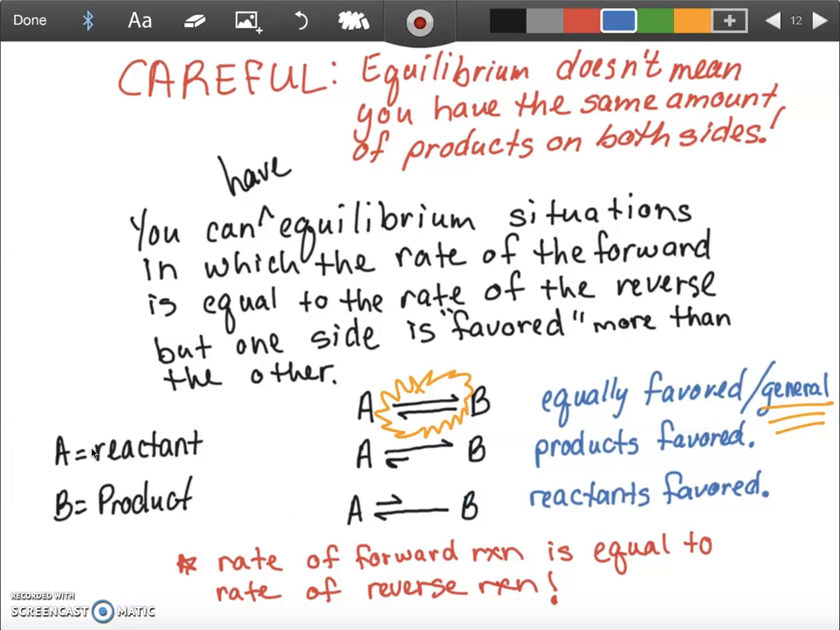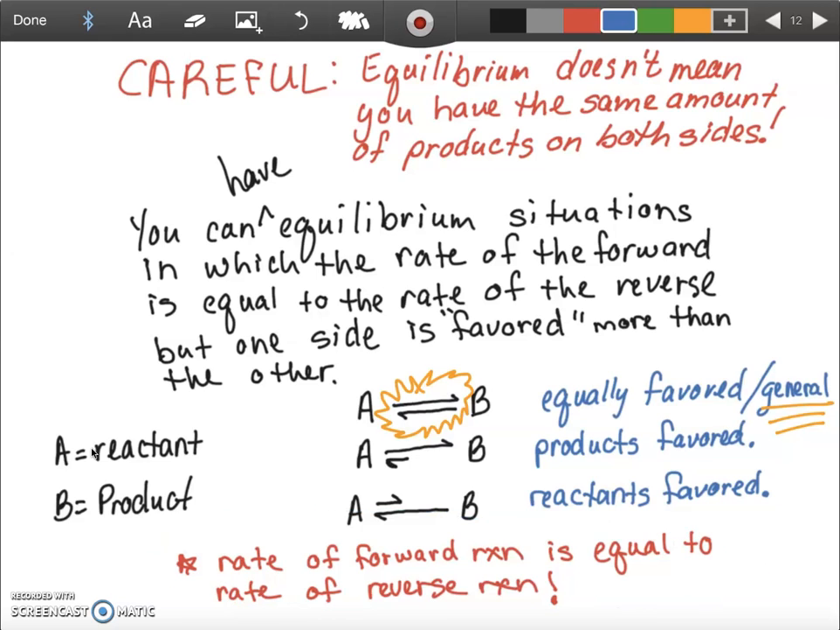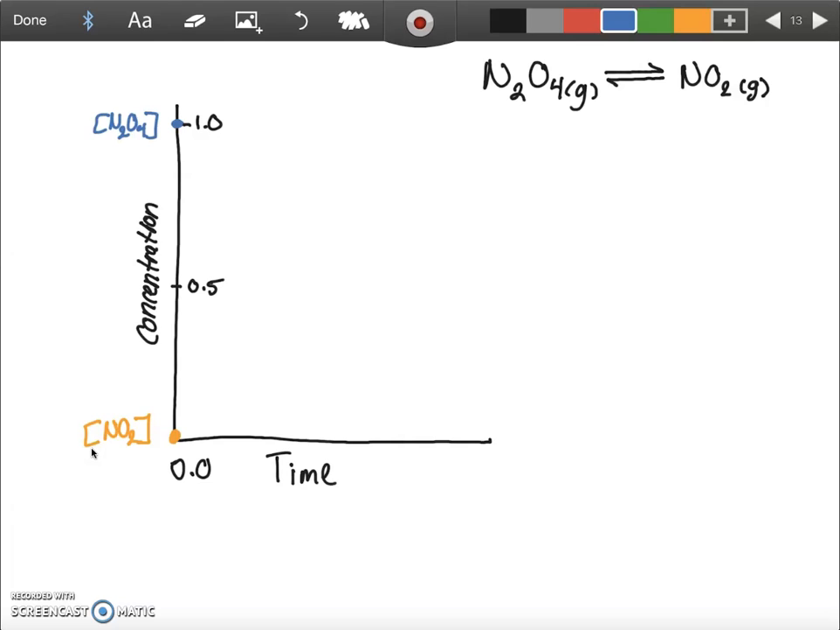Always remember, equilibrium is established when the speed or the rate of the forward reaction is equal and opposite to the speed or the rate of the reverse reaction. These different situations in which the products and reactants are either equally favored or one side is favored over the other can be illustrated graphically. And we're going to go over those three situations.